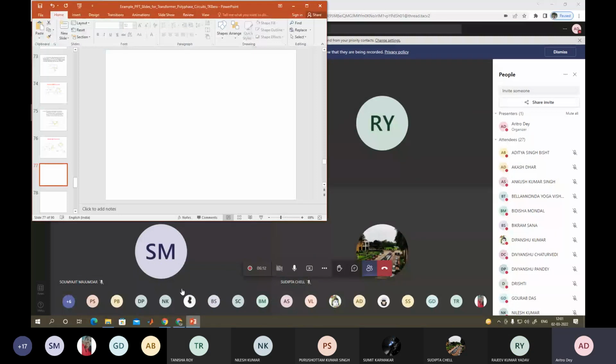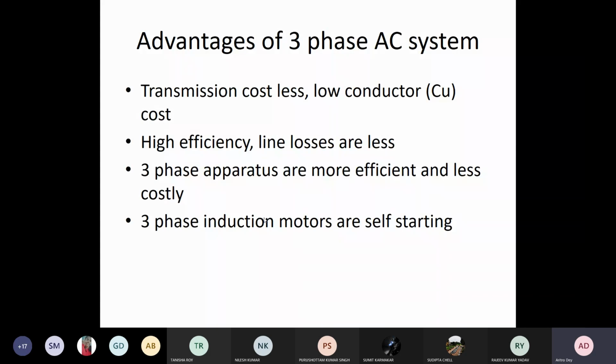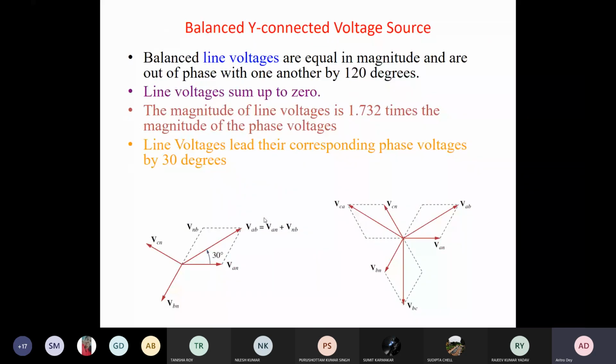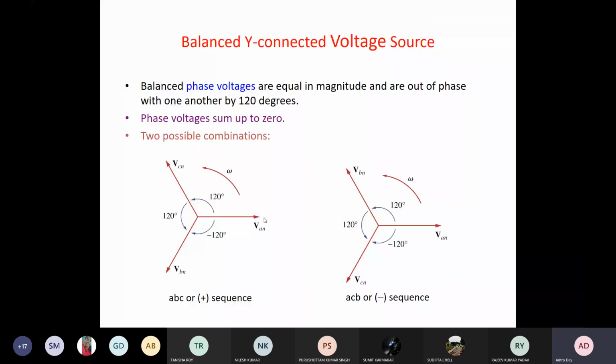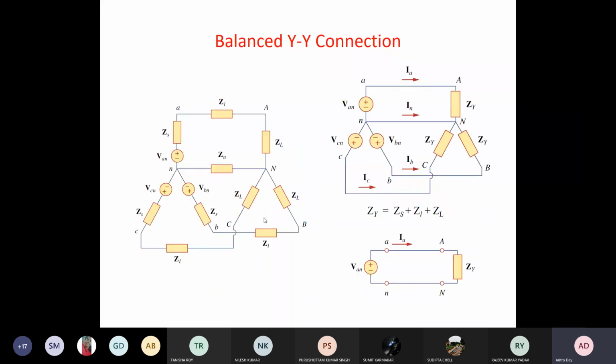So we were discussing polyphase circuits, mostly the three-phase system. These are the advantages which I have written here, and then these things we have explained. We were discussing the balanced three-phase system. So what happens when balanced loads are used, and what happens when we take star connection and then delta connection? These are the balanced cases.